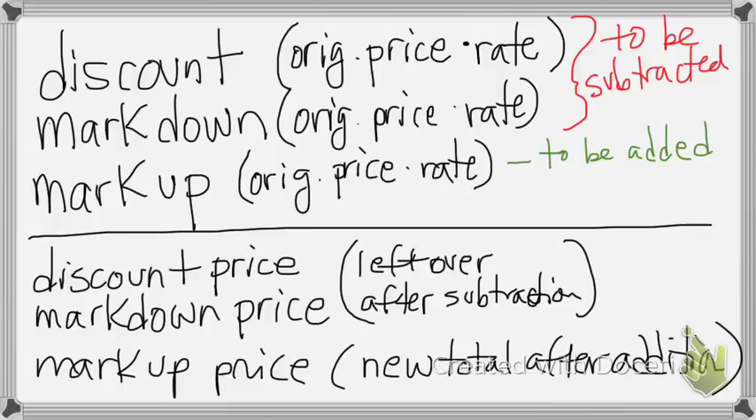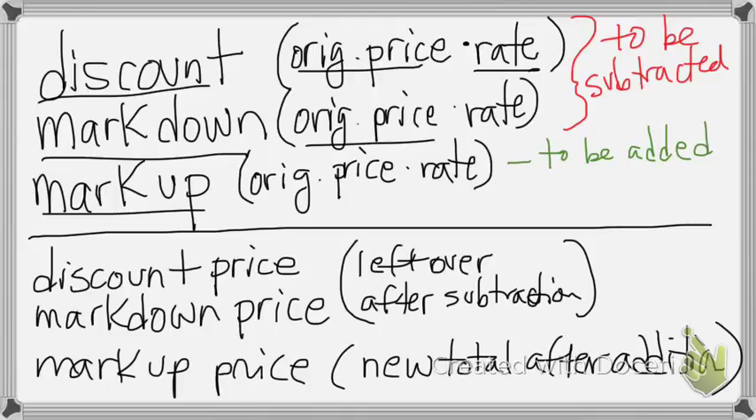Just a few more items before I leave you on your own to complete your problems. Discount, markdown, markup. These are all going to be fractional portions. These are all fractional portions of an original price. And you can see that discount is found by original price times that discount rate. Markdown is the original price times a rate. Markup is original price times a markup rate.